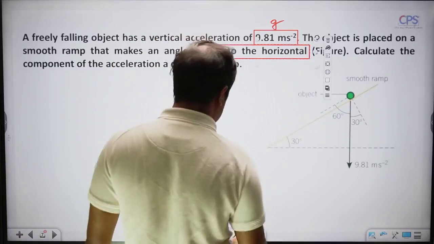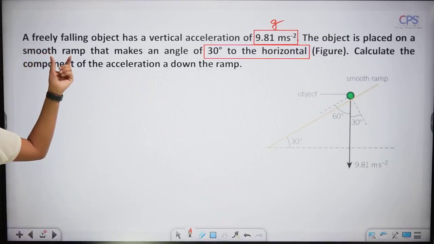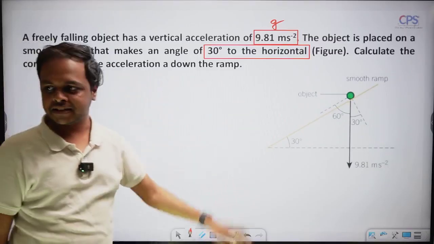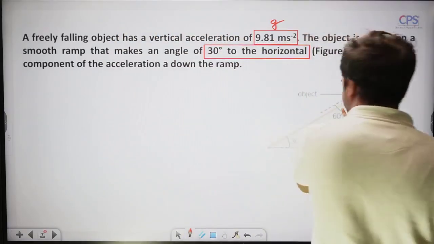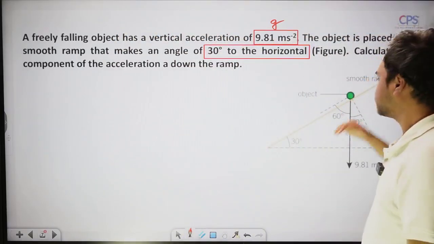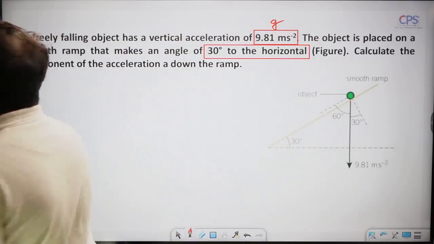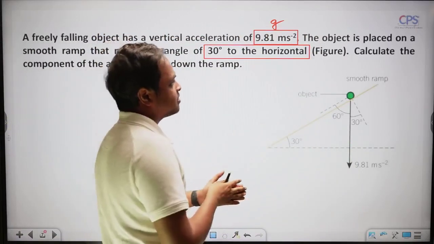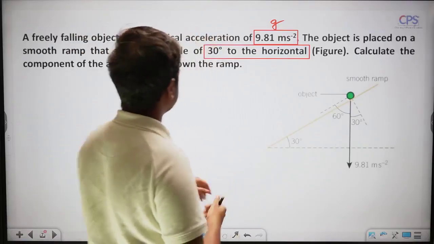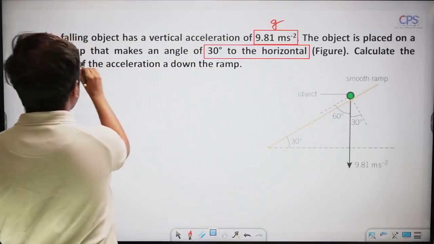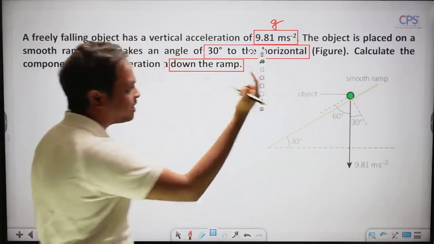to the horizontal. Why is it written smooth? Because there might be ramps with friction. For this course, right now, we have to consider it smooth. The ramp makes an angle of 30 degree to the horizontal. Calculate the component of the acceleration down the ramp. What is the component down the ramp?